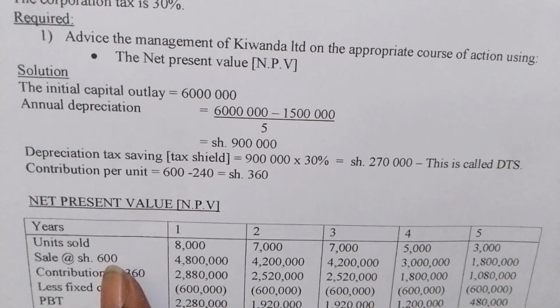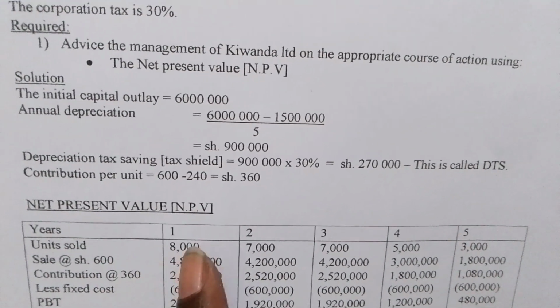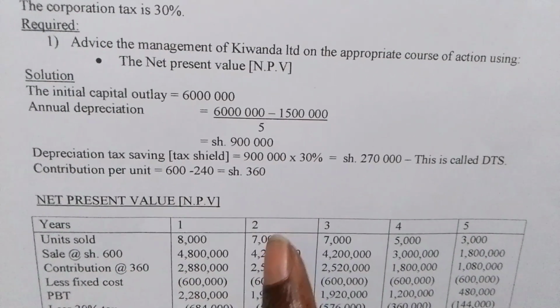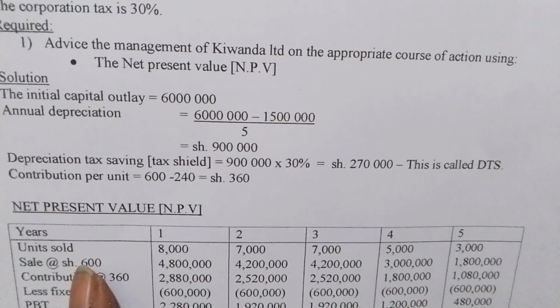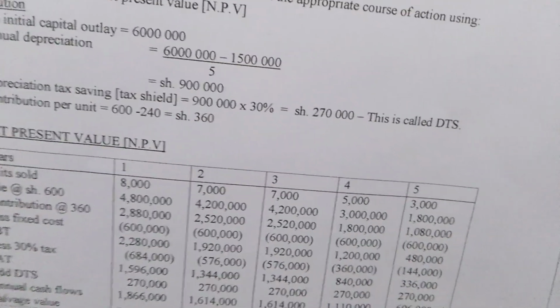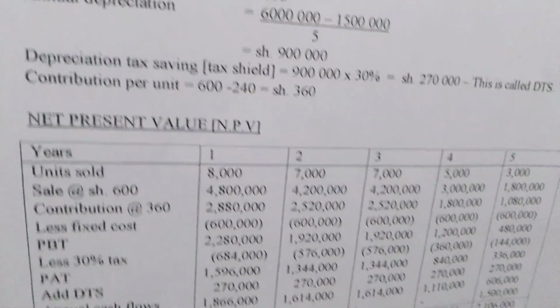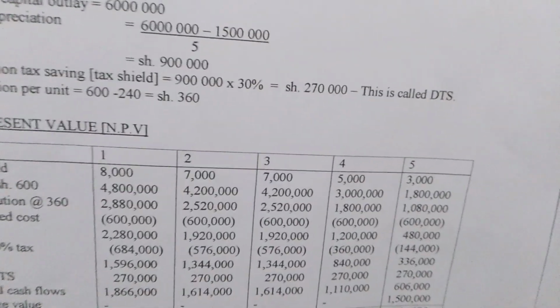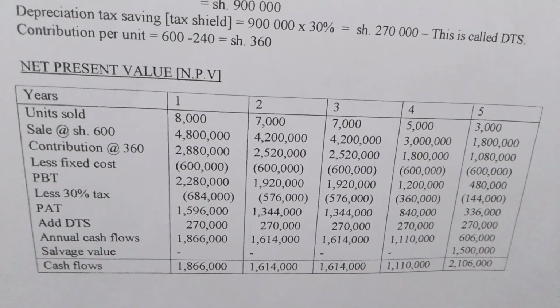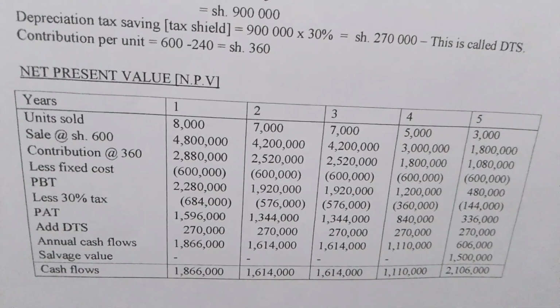So for year 1, the total sales will be 600 times 8,000. For year 2, 600 times 7,000. For year 3, 600 times 7,000, all the way. And by so doing, you'll have gotten our total sales for each and every year. Away from that, next is contribution.